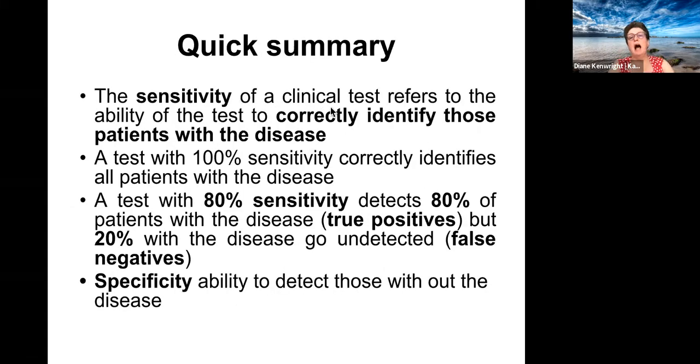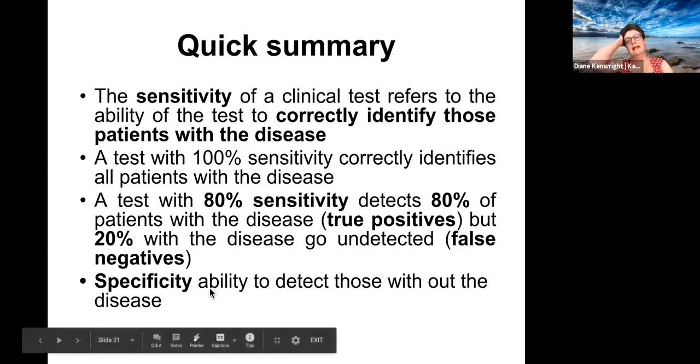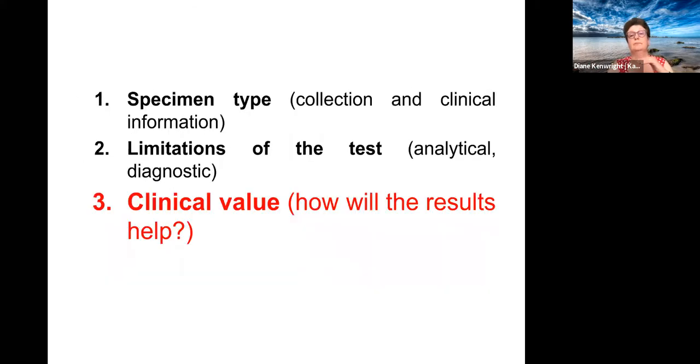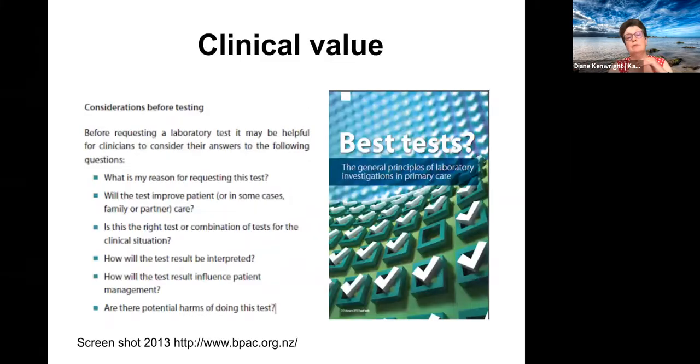Okay, so we want a high sensitivity test, okay? Yeah, so I'm sure you know the difference between sensitivity and specificity. A high sensitivity test is identifying those patients with the disease, and a high specificity is able to detect patients a true negative.